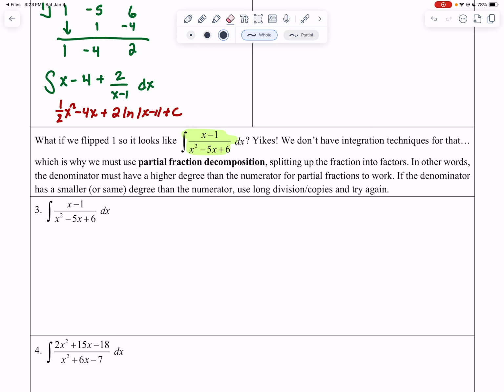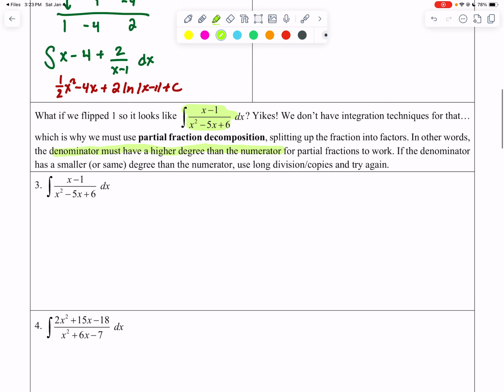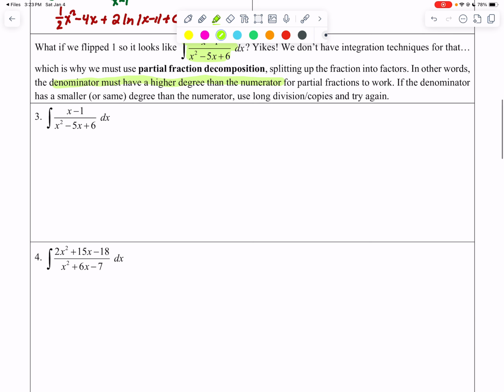only happens whenever the denominator has a higher degree than the numerator for its work. Now, if the denominator has a smaller or the same degree, then we could either use long division or maybe we can divide it out and then see what happens afterwards. And that's going to happen with number 4. But looking at number 3 here, here's our process on partial fraction decomposition.